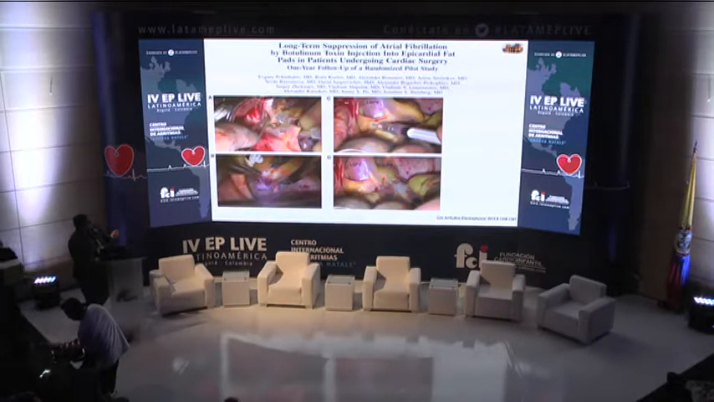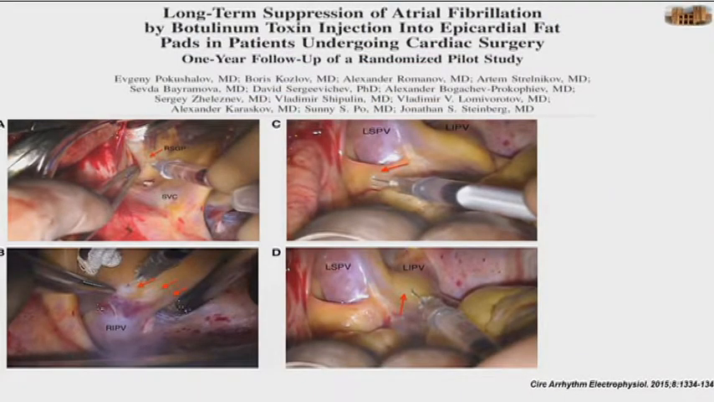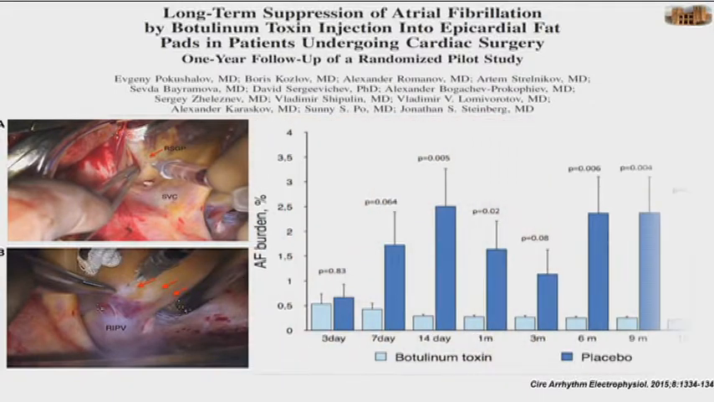This comes from a group in Russia where post-op, when they came off pump, they actually injected botulinum toxin, Botox, at all these fat pads, which I showed you just in the previous slide. And what was remarkable in their study was they found that compared to placebo, when you had Botox injection, not only did it have a big impact on post-op AFib, it seemed to have an effect that lasted up to a year. So this study has caused a lot of excitement, and there is a lot of ongoing research to try to understand why we have this benefit for injecting Botox.